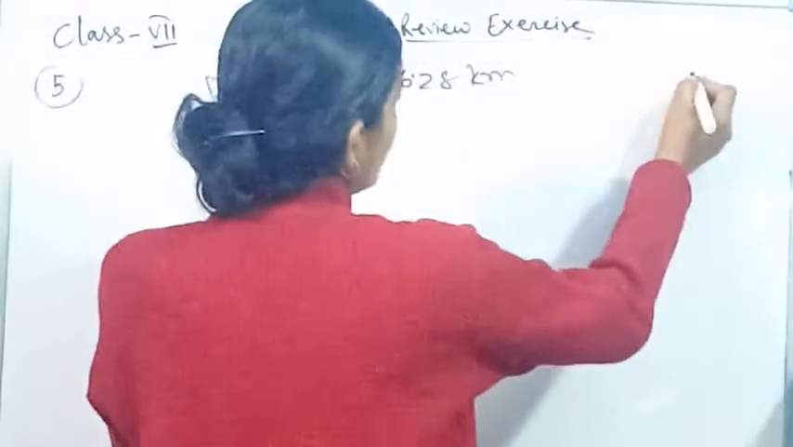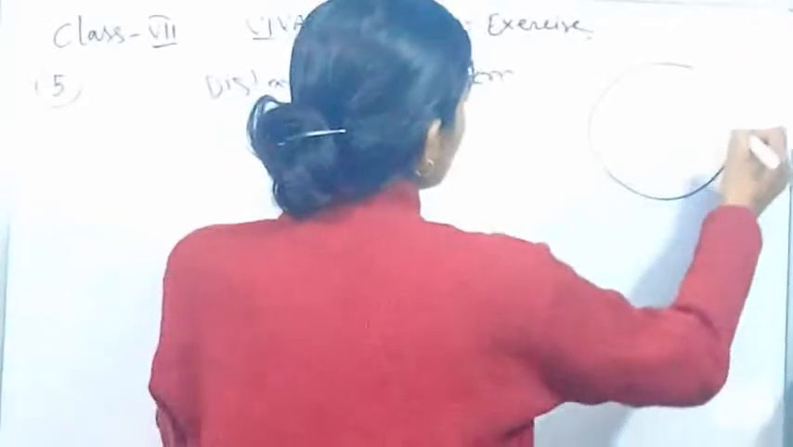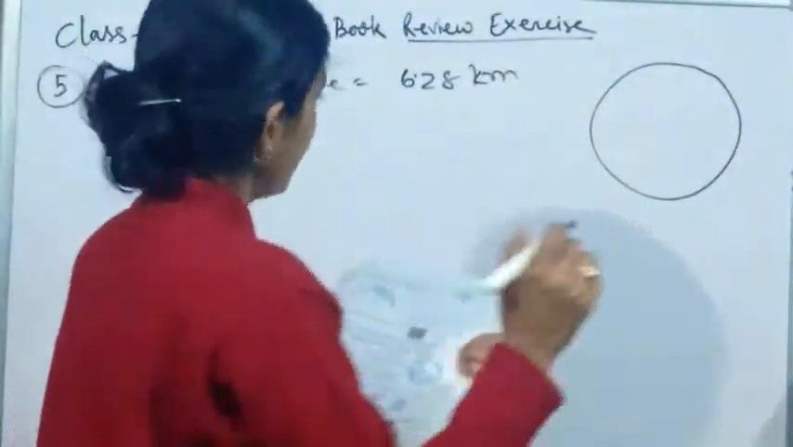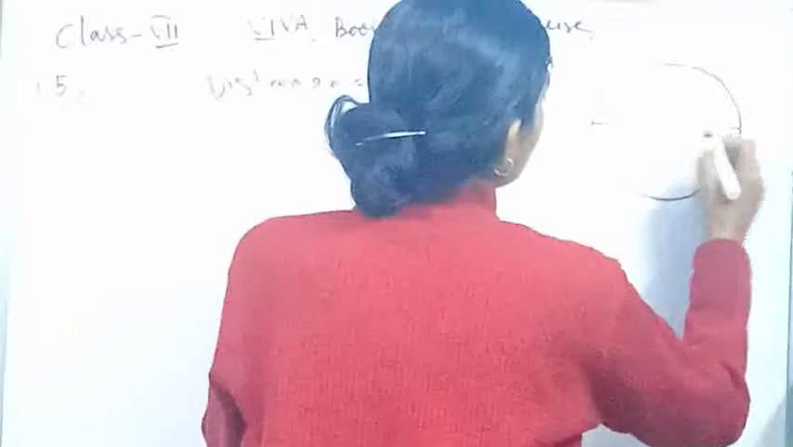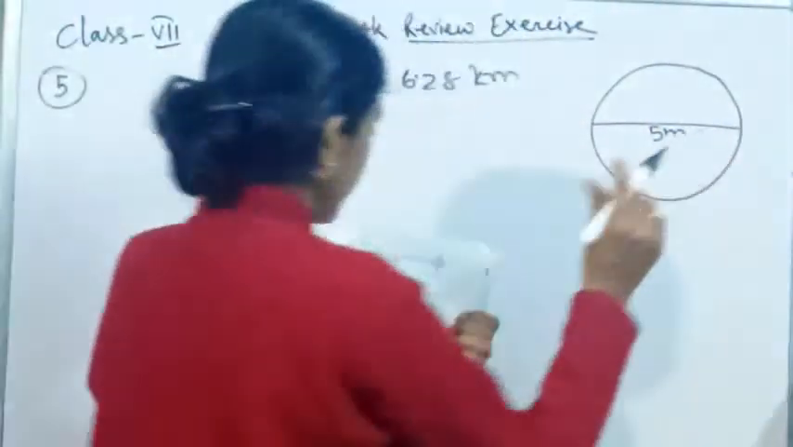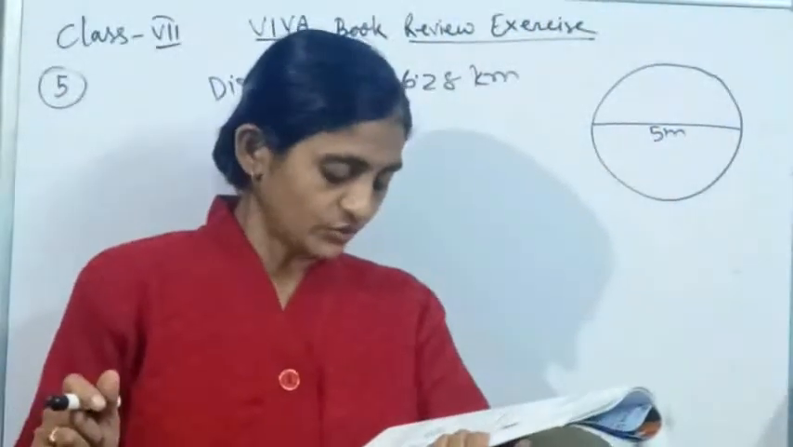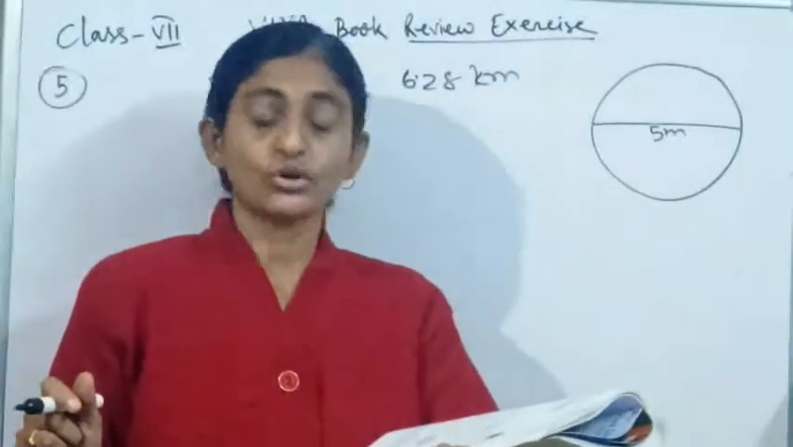So that rope is put on a giant wheel, whereas the diameter of this giant wheel has been given as 5 meter. Okay, I will explain this part. How many revolutions must the giant wheel make to get the tourist on top?